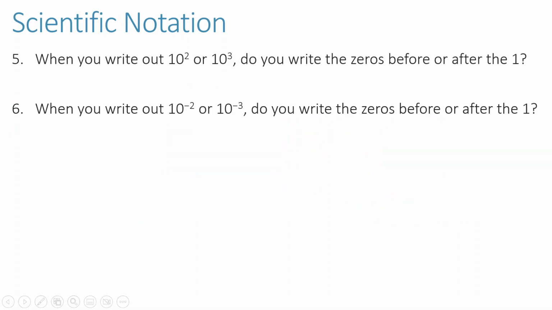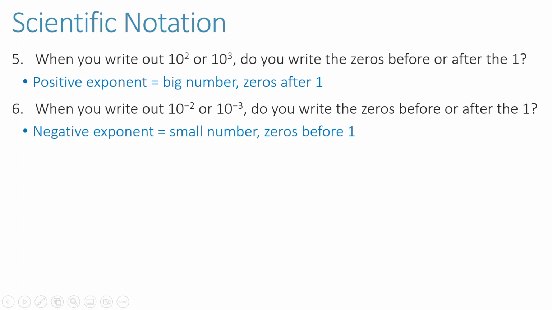When you write out 10 to the second or 10 to the third, do you write the zeros before or after the 1? A positive exponent means it's a big number, and the zeros come after the 1. And if you write out 10 to the minus 2 or 10 to the minus 3, do you write the zeros before or after? Negative exponents mean that we have a small number. So those zeros are going to need to go before the 1.